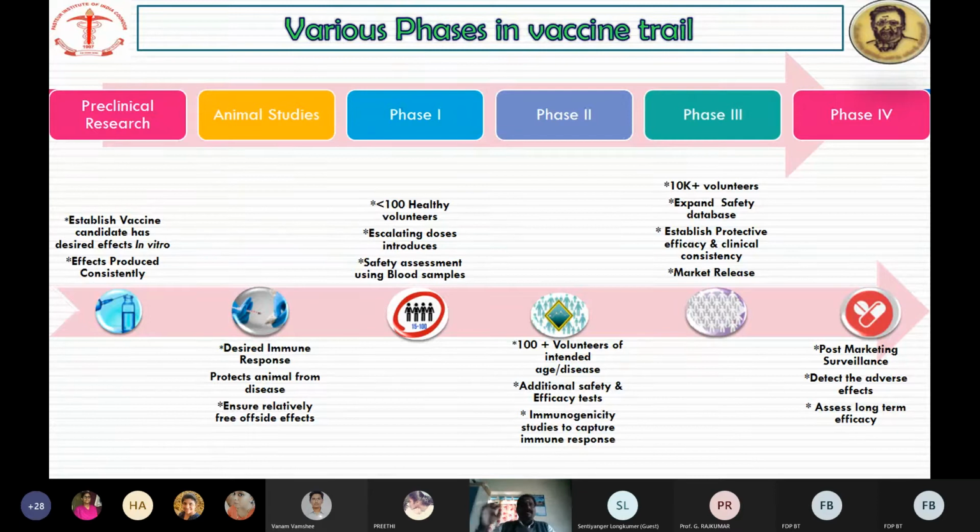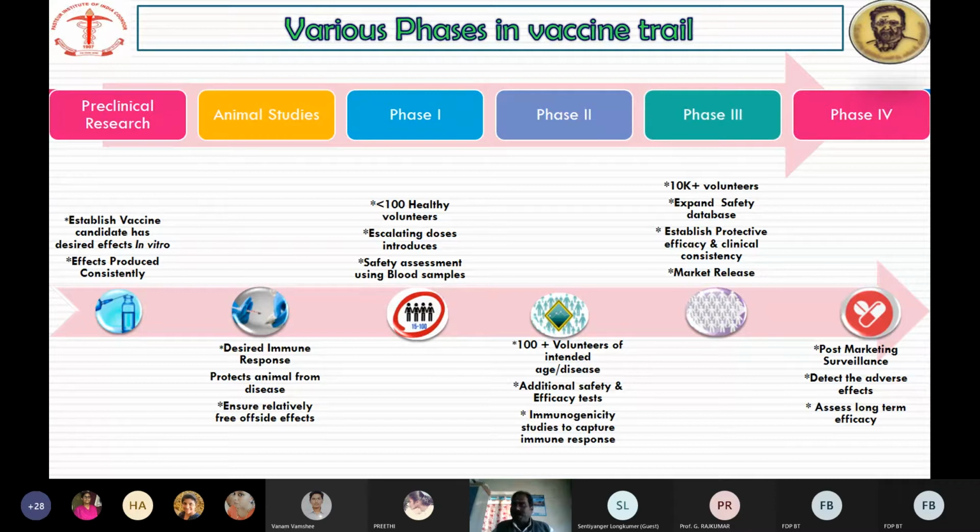Previously, what we find is a process-based, phases-based approach. Yes, in preclinical trials, establish that the vaccine candidate has the desired effects. Everything I'm taking here is from the World Health Organization's regulatory terms. So establish that the vaccine candidate has the desired effects in vitro, under laboratory conditions, and that the effects are produced consistently. It should be in three trial batches, three validation batches, and three process qualification batches. Each and every batch should give the same kind of results.